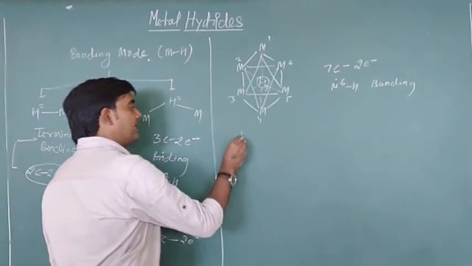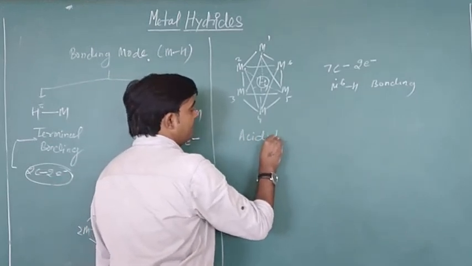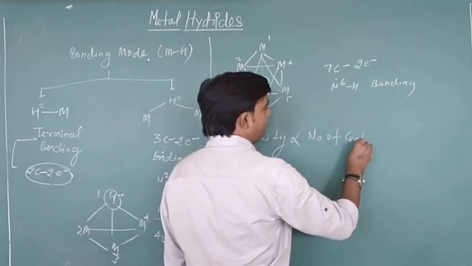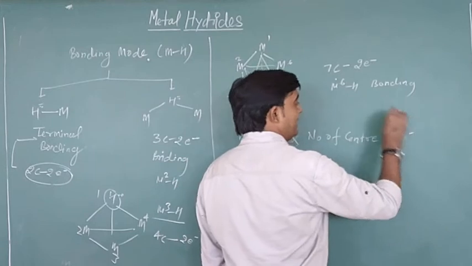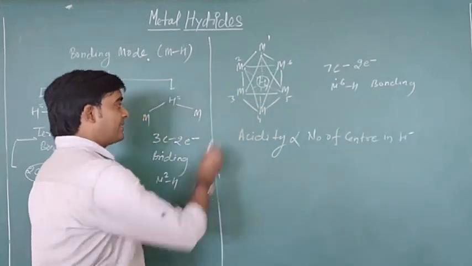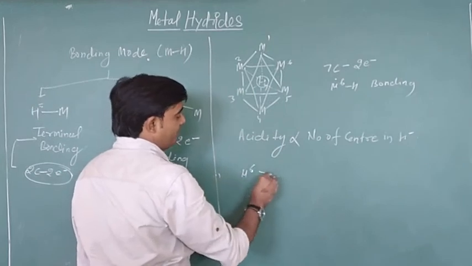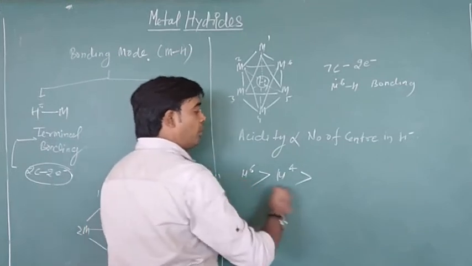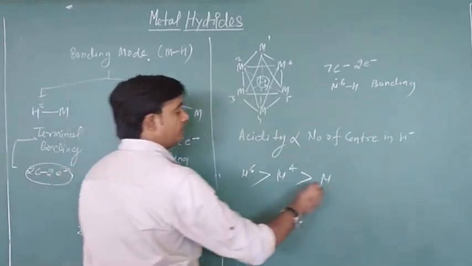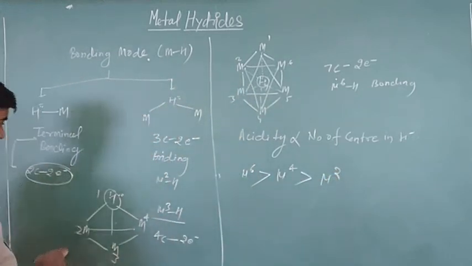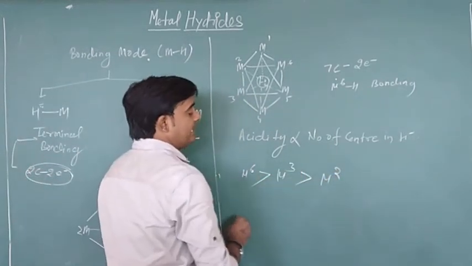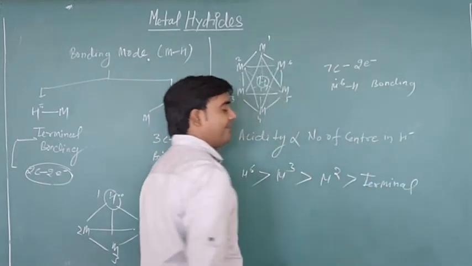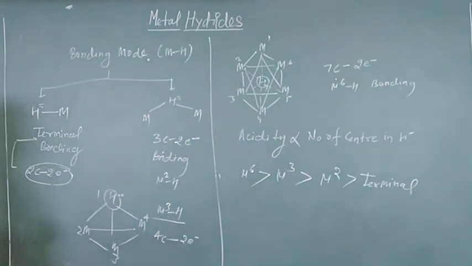So you can make a concept that acidity is directly proportional to the number of centers involving the H negative ligand. Okay, so that's why you can say that mu6 will be more acidic as compared to mu4, and mu4 will be more acidic as compared to mu2. Sorry, it is mu3, right? Yes, it is mu3, and this is more acidic as compared to terminal metal hydride. Okay, so this is all about the bonding mode.